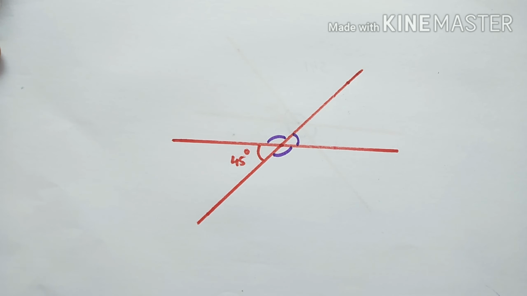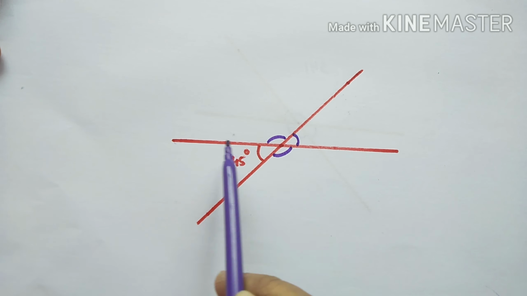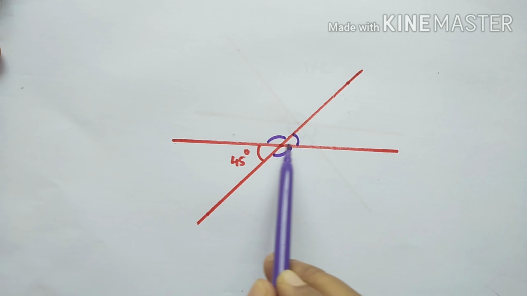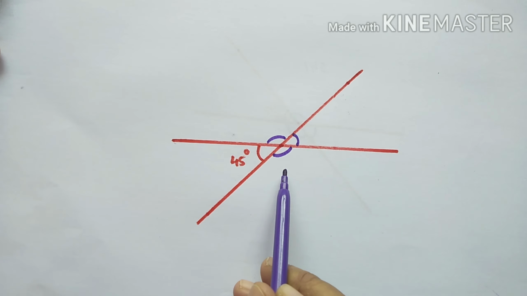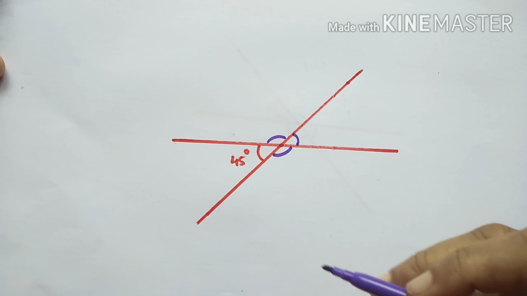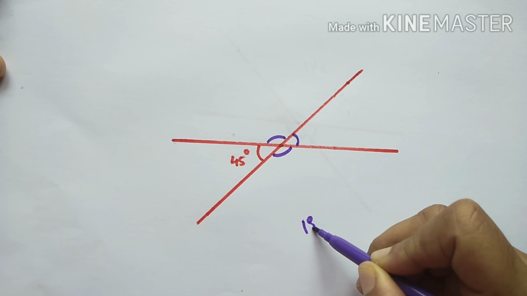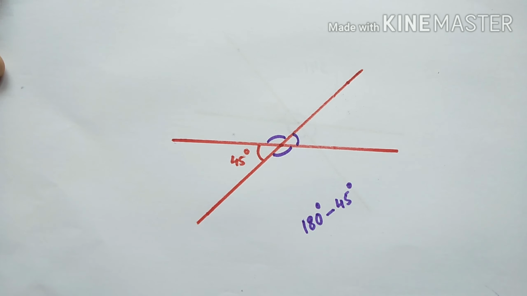How we will find other three angles? See here, this is a straight line. We are seeing downward. Okay, this is a straight line and here we have two angles. We know that sum of the angles on a straight line is 180 degree. So how we will calculate this angle? We can get it by subtracting this 45 degree from 180 degree, like this. 180 degree minus 45 degree.